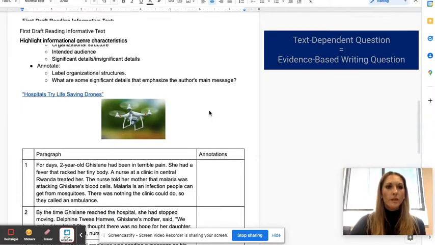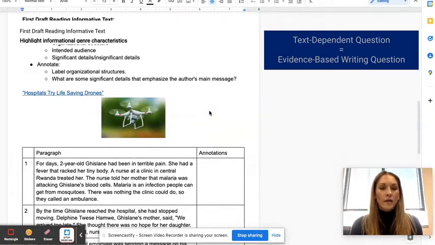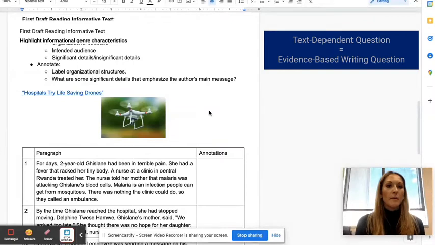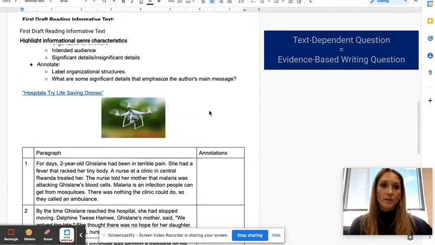So as the students are highlighting, they might be highlighting for argumentative appeals, ethos, pathos, logos. They might be highlighting for intended audience. They might be highlighting for controlling idea or any text evidence that kind of loops me into what that controlling idea is going to be. So that's what I'm highlighting, and that goes back to my text-dependent question, whatever that is. And then my annotation strategy is always going to focus on that text-dependent question.